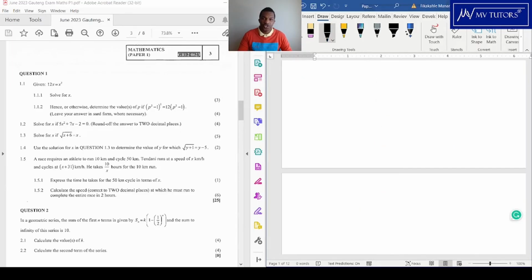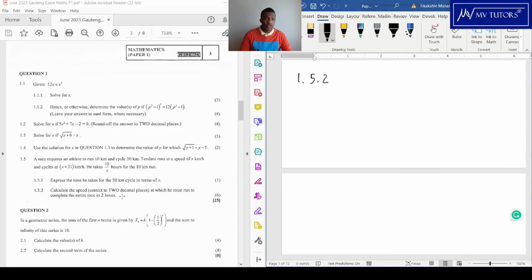And the last question, which is 1.5.2, says calculate the speed correct to 2 decimal places at which he must run to complete the entire race in 2 hours. All right. So what we're going to do here is combine everything so that we can solve for x, because Tendani runs at a speed of x, and that is exactly what they want us to calculate, the speed, and that speed is x.